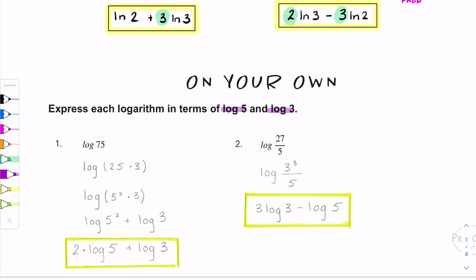For problems like these, you have to work around what you know. You might have to look at it a couple of different ways, but make sure you always use the indicated values. In this case, it's log of 5 and log of 3.